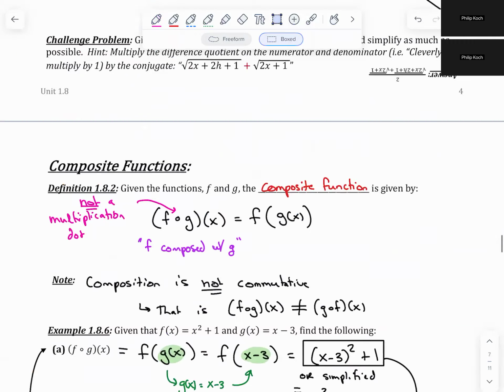Any other questions? I think JT, you had a question. Of how do we know this g of x plus h? Yeah, I was just confused.